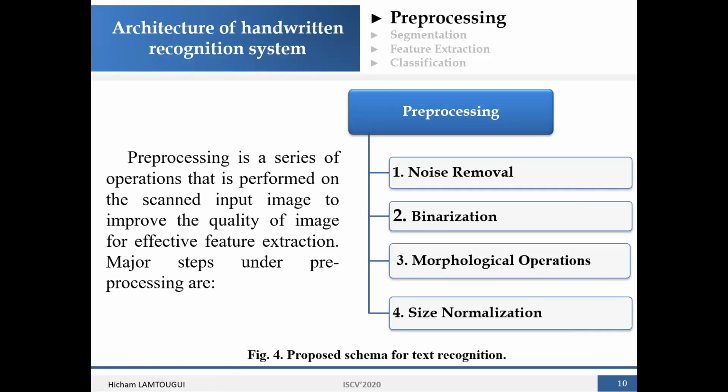Preprocessing is a series of operations performed on the digitized input image to improve the image quality for efficient features. The main stages of the pre-treatment are as follows: noise removal, binarization, morphological operations, and size normalization.